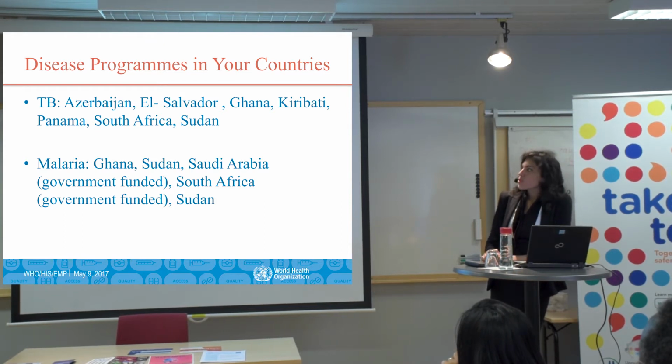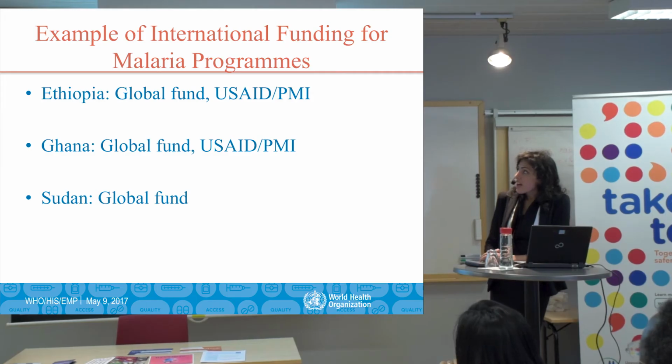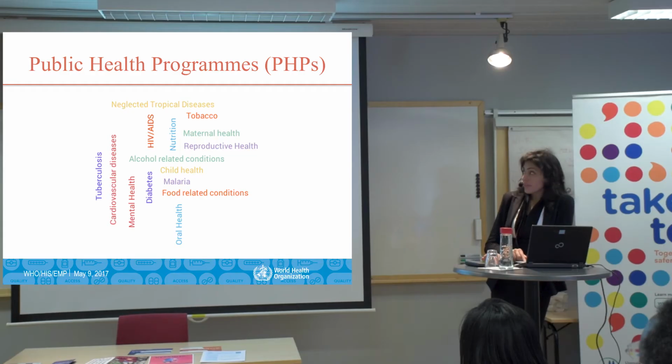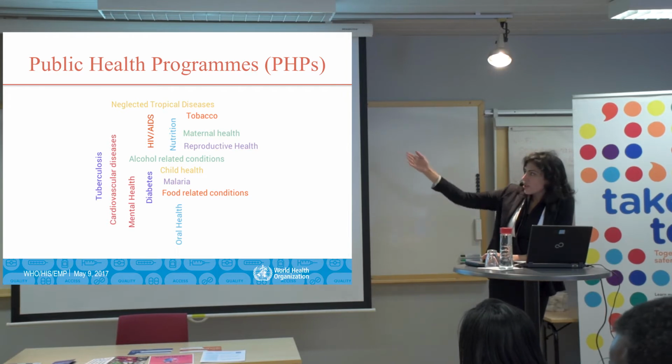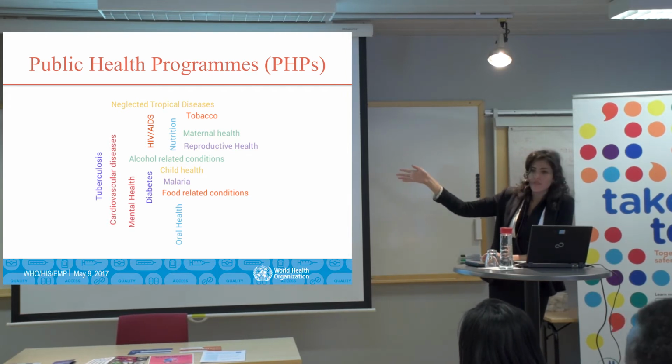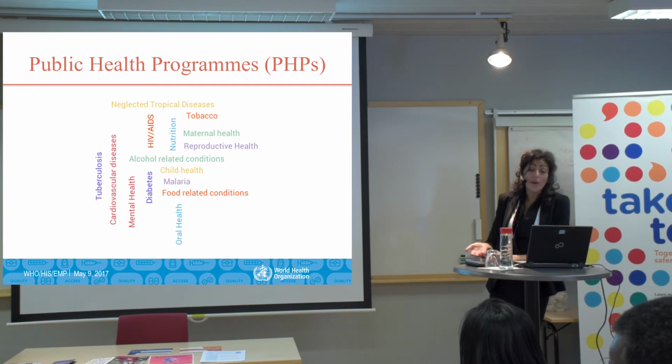I was also looking at where the funding comes from for some of these programs. For Ethiopia, some funding came from the Global Fund and USAID. For Ghana, the same. And for Sudan, some of the funding comes from the Global Fund. This is just a list of different public health programs, so you have tobacco there, and several different ones. Not all of them have pharmacotherapy as an intervention. There are other methods, as I said.